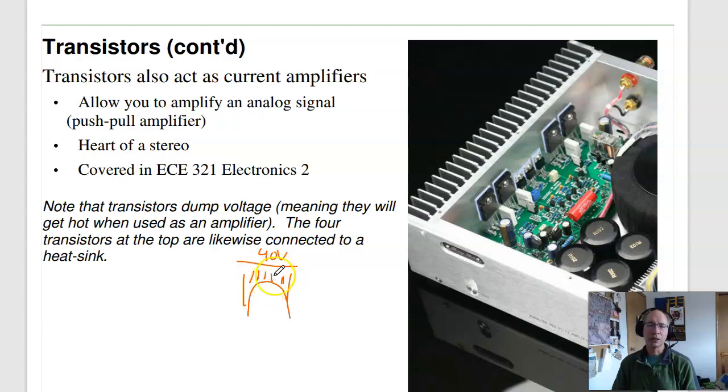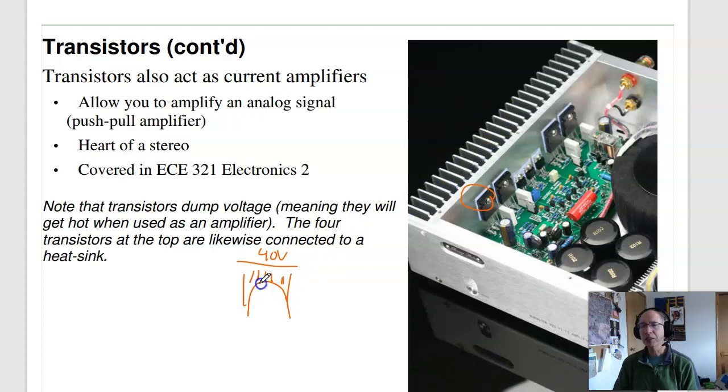Well, current times voltage is power. If I do that, it's going to get hot. So for analog electronics, I have to have a way to dissipate the heat. That's what these are. This is a transistor, and it's designed to be attached to a heatsink, a big aluminum plate, to dissipate that extra heat.